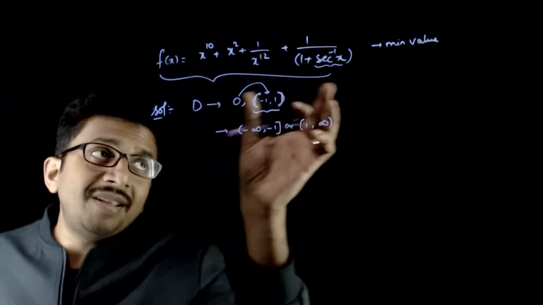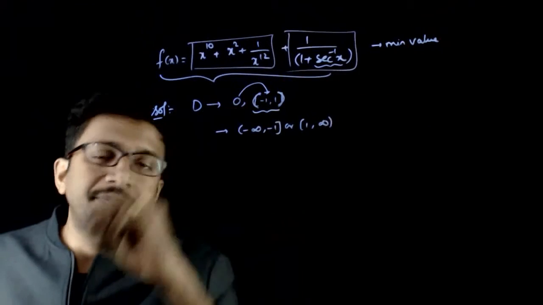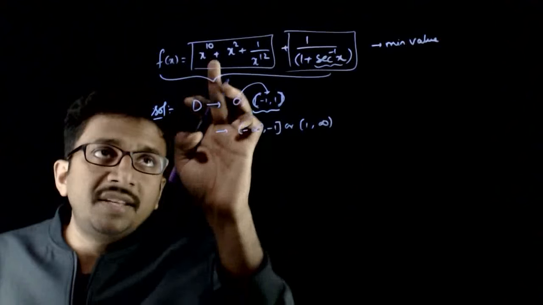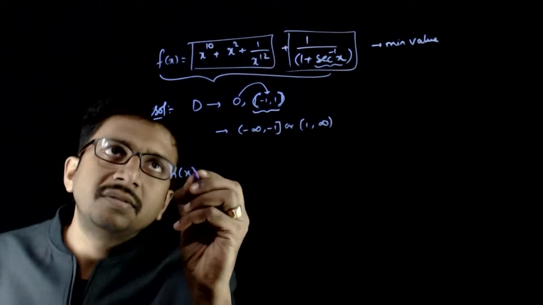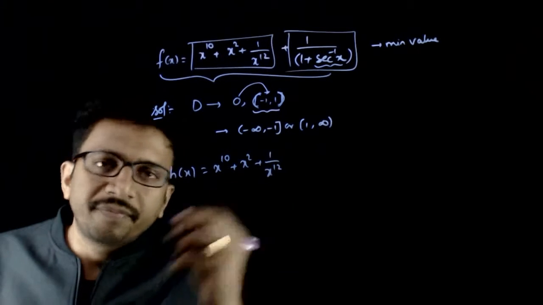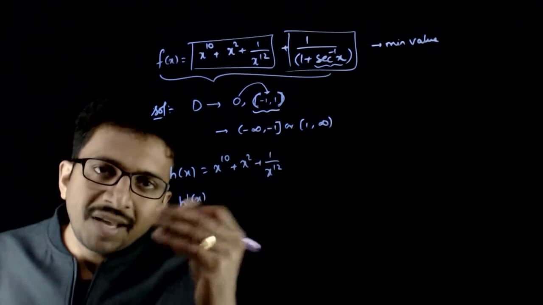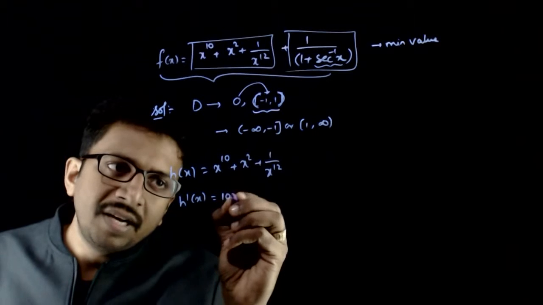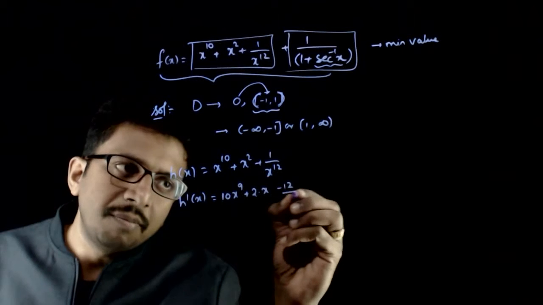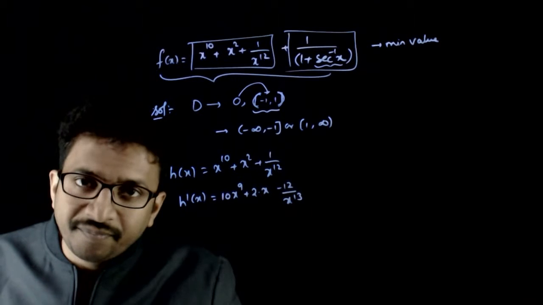Now, to find the minimum value of this expression, let us analyze these two expressions separately. Let this be h of x, which is x^10 + x^2 + 1/x^12. Now, what is the differentiation of this? To analyze maxima and minima, let me differentiate. That is equal to 10x^9 + 2x - 12/x^13.